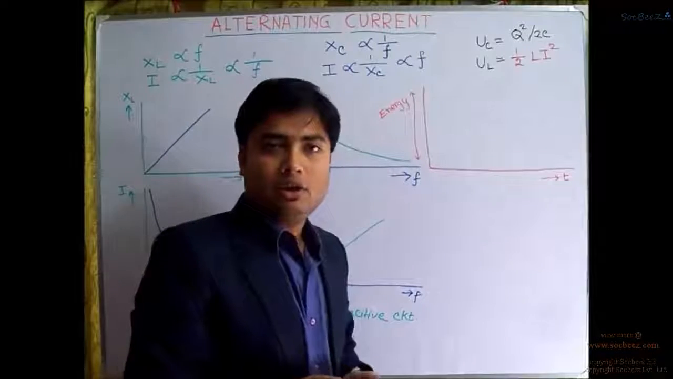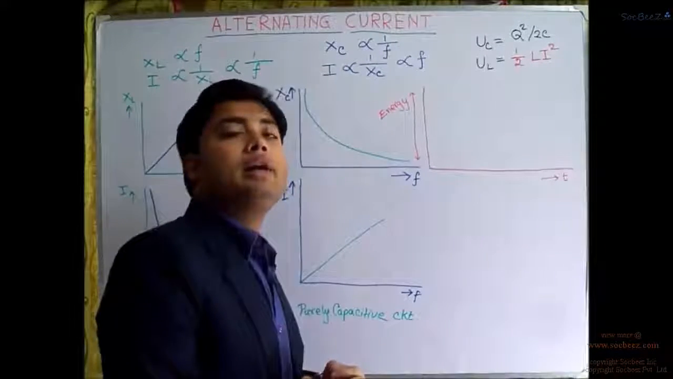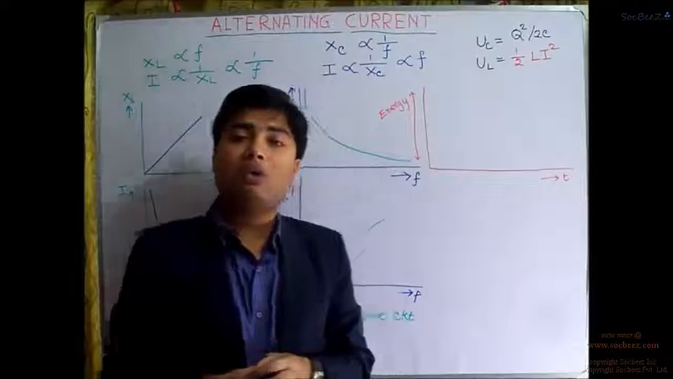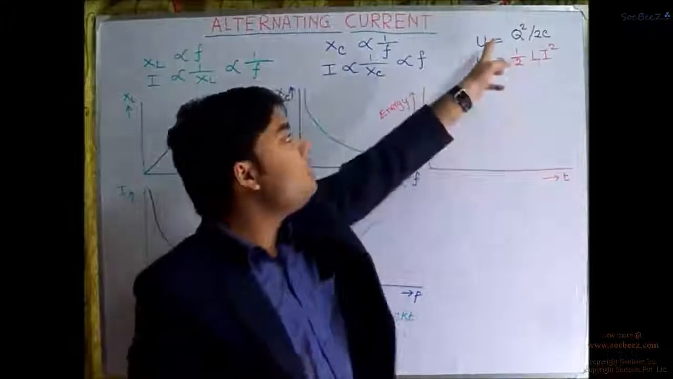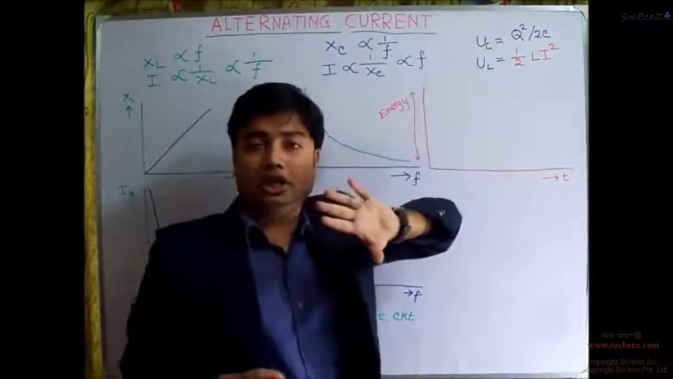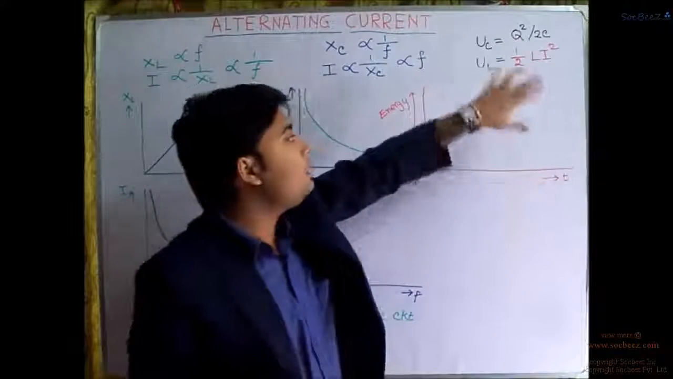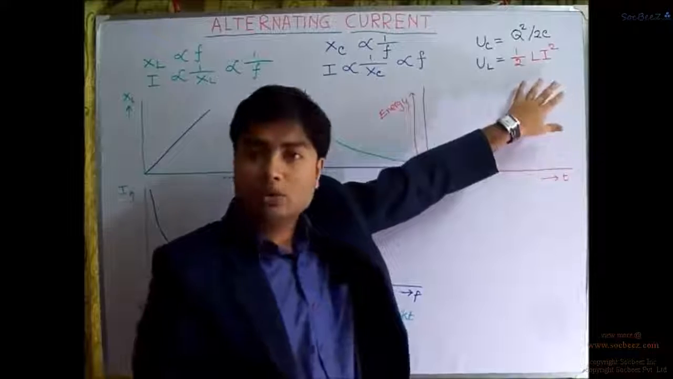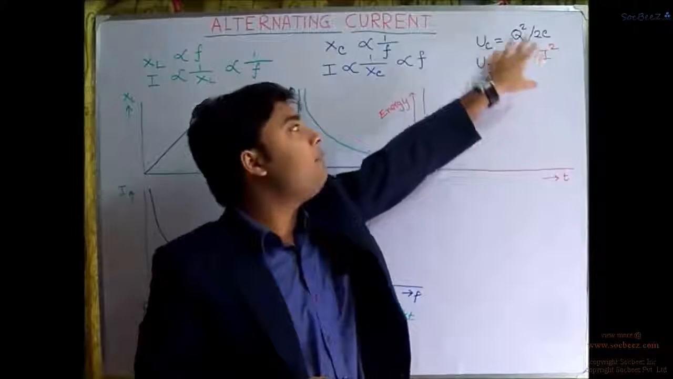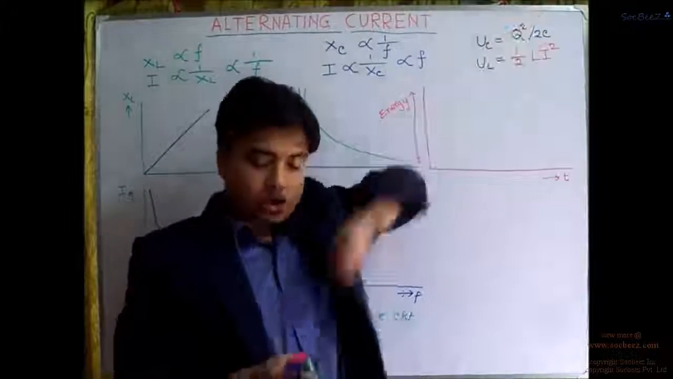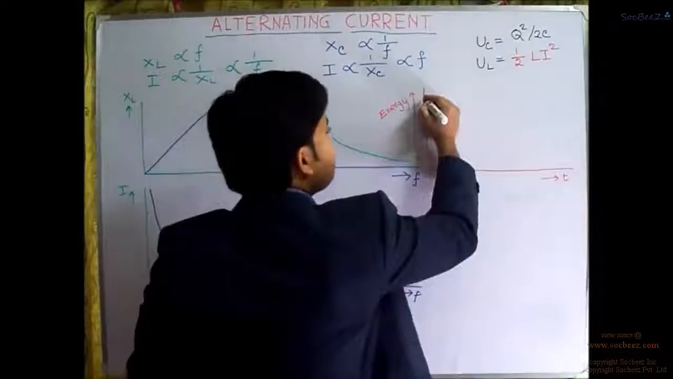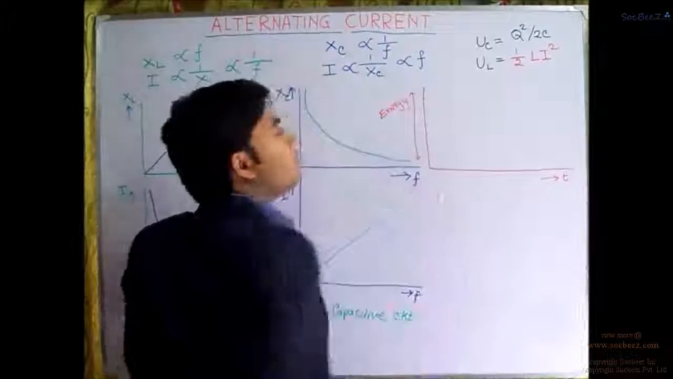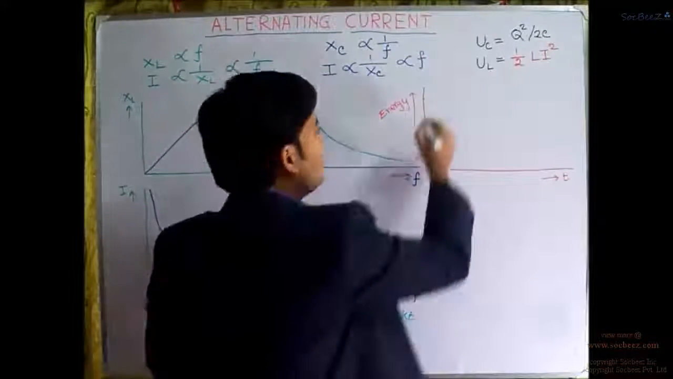Initially, while we were discussing the LC oscillation, we have seen that initially UL was equal to 0 and at that time UC was maximum. So let us keep, first of all, the UC as maximum over this level, right?